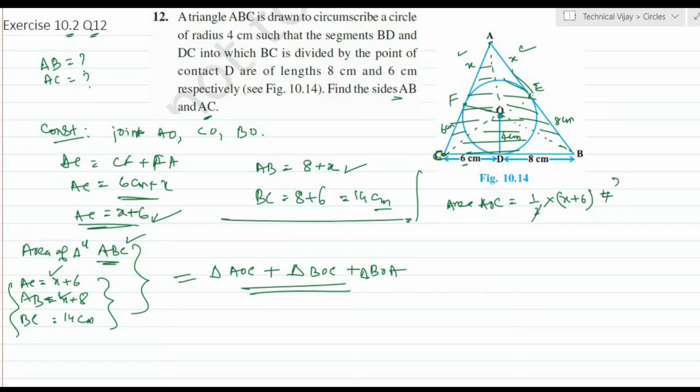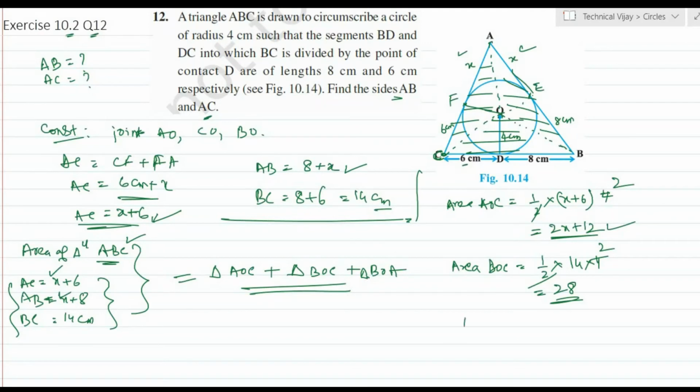So 2 ones are 2, 2 twos are 4. So this is equal to 2x plus 12. This is the area. Now the second one, area of BOC is equal to half of base, here BOC means 8 plus 6, that is 14, into 4. So 14 twos are 28. So this is 28. This is 2x plus 12.